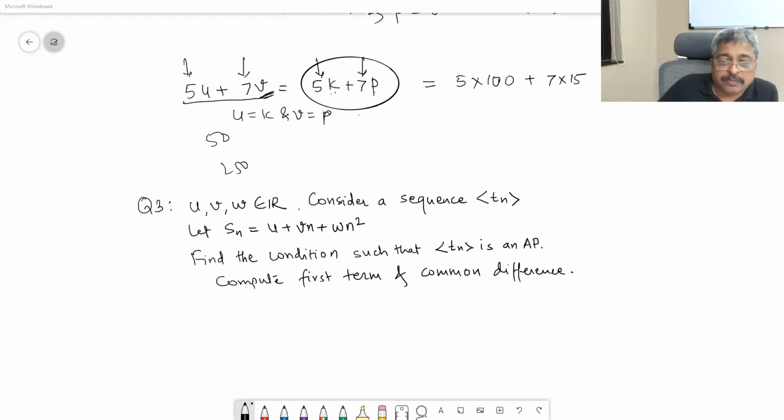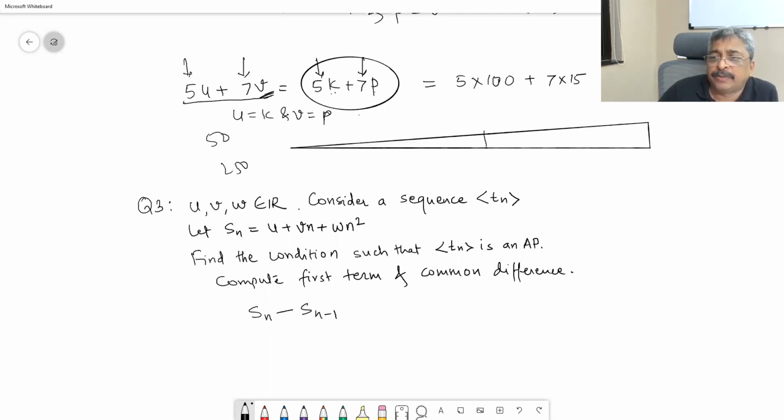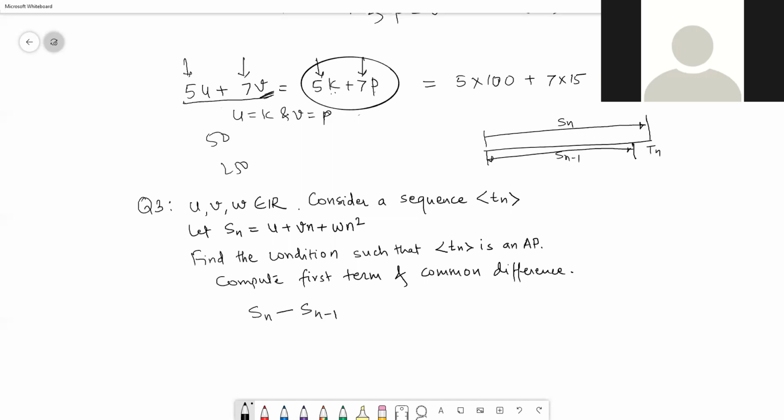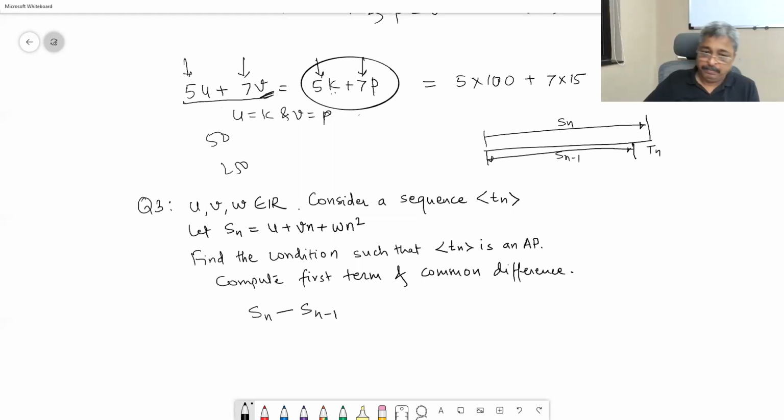Now, Sn minus Sn minus 1. Sum of n terms of an arithmetic progression minus sum of n minus 1 terms in an arithmetic progression will be what? That is term number n. When you add term number n to Sn minus 1, you get Sn.